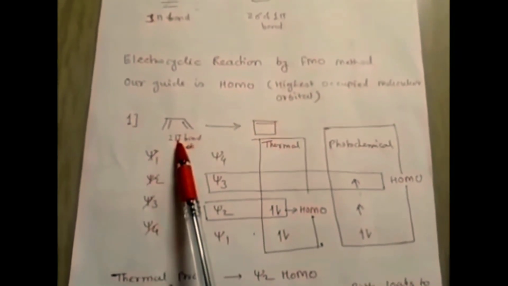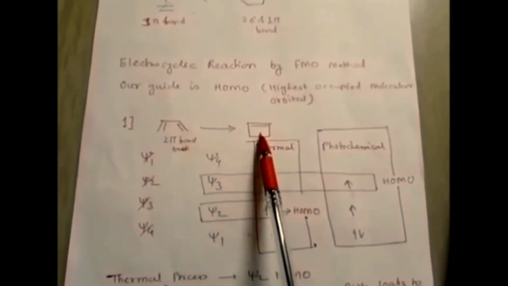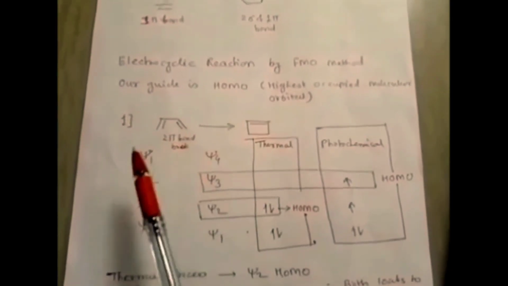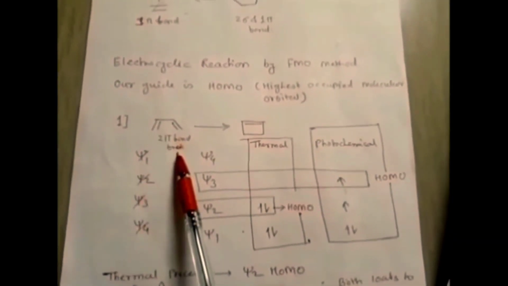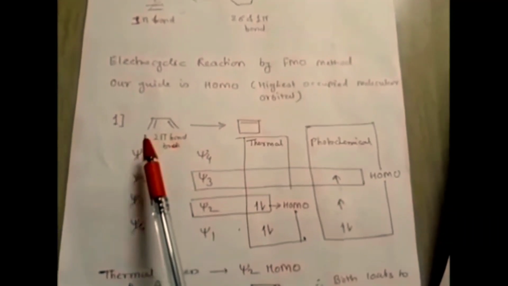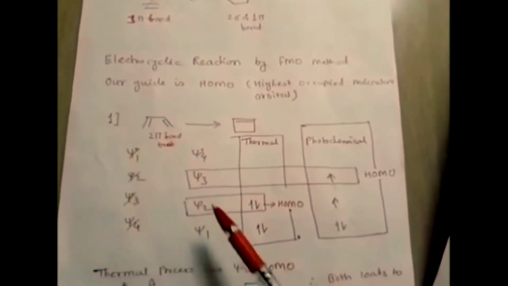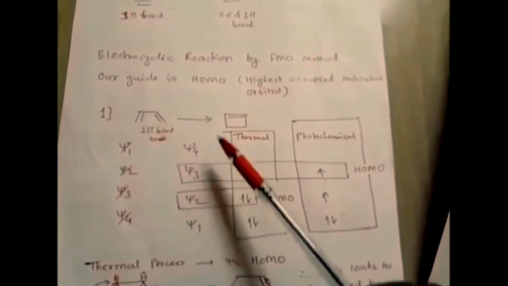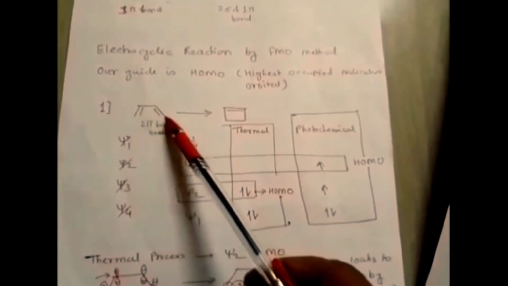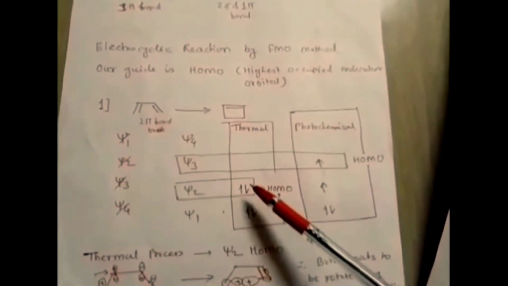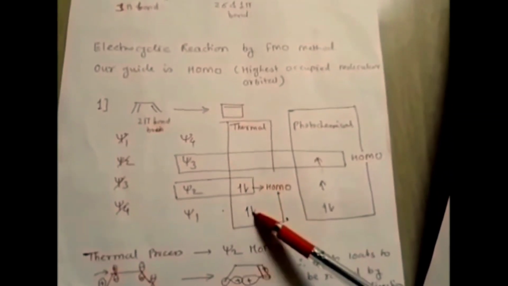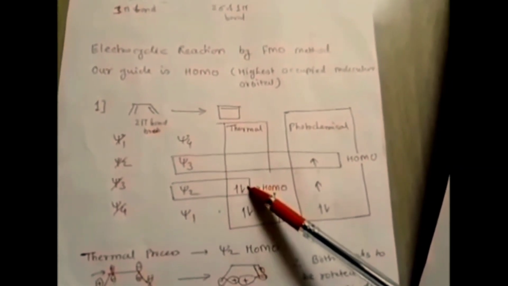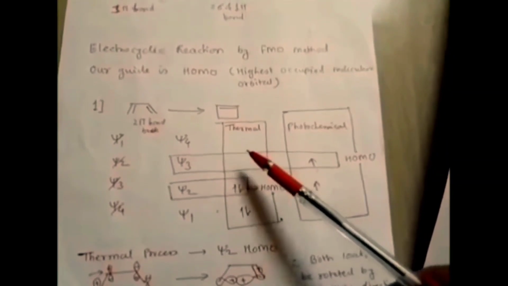This is the first example, butadiene converted into cyclobutene. While this conversion happens, there is breaking of 2 pi bonds, which means it involves 4 orbitals. Psi1 and Psi2 are 2 bonding molecular orbitals, and Psi3 and Psi4 are 2 anti-bonding molecular orbitals. These 4 electrons occupy positions in the ground state: 2 electrons in Psi1 and 2 electrons in Psi2, whereas Psi3 and Psi4 remain vacant.